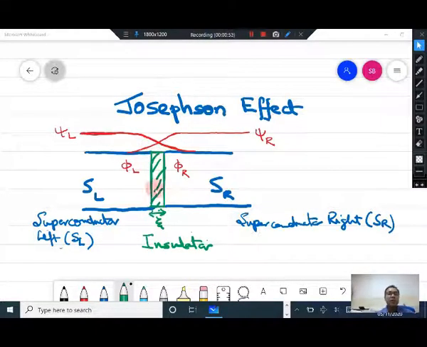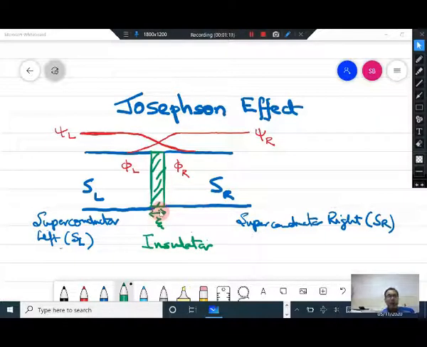And these two superconductors are separated by a very thin sandwich of an insulating layer. Okay, so it is like a sandwich structure. You have two superconductors on either end, and in between you have an insulator. It's a very thin insulating layer, or a region of very weak superconductivity, whose thickness is of the order of the coherence length.